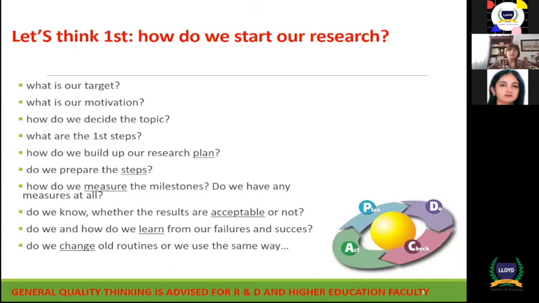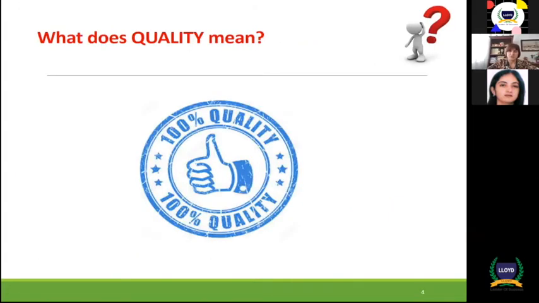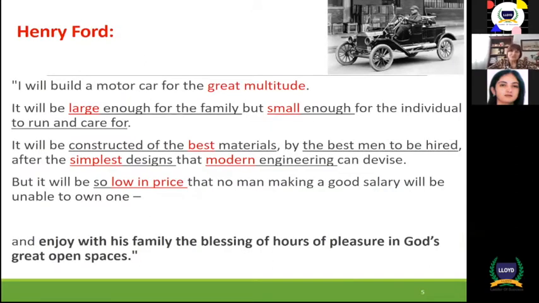So this kind of quality thinking, this kind of continuous improvement, continuous updating for R&D and higher education faculty, I think is very important, because the more updated we are, that's the level of knowledge we give to our students, and this will give the quality of the higher education if we are updated in research. So after this a little bit longer introduction, let me show you some examples about the definitions.